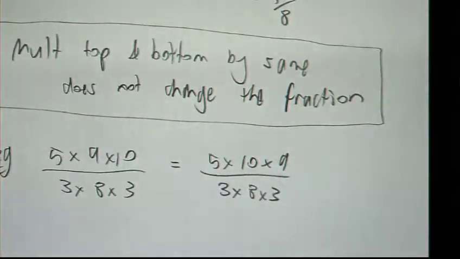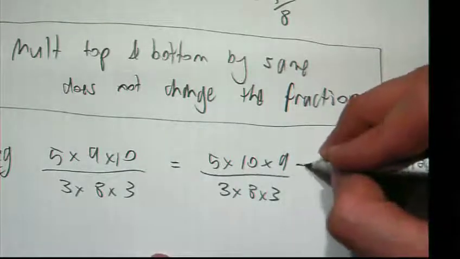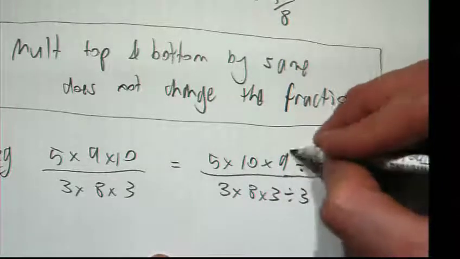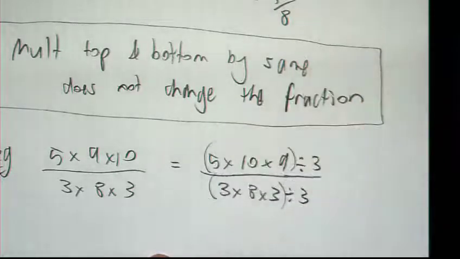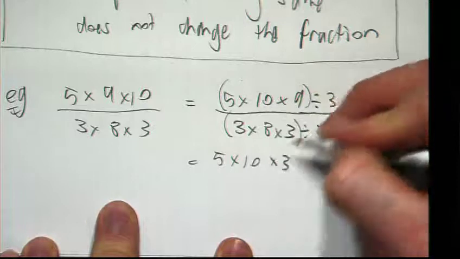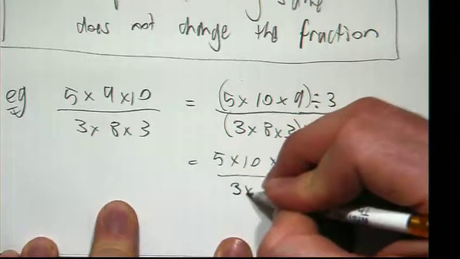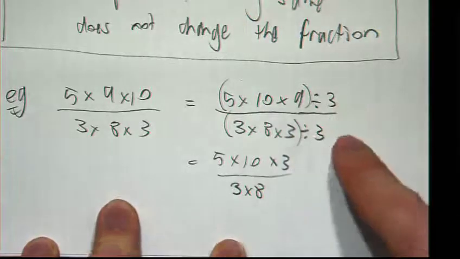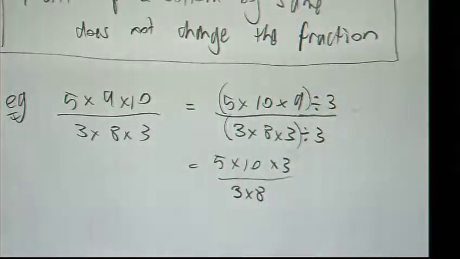I know that if I multiply the top and bottom of that fraction by the same thing, it'll come to the same answer. So I could just as easily go, well, I'll just divide that by 3 and that by 3. The whole top and the whole bottom. But it's all times and divide, so that's okay. So I'll have the same as 5 times 10 times 3 over 3 times 8. And so the 9 divided by 3 is 3, the 3 divided by 3 is 1, and times 1 is not going to do anything.